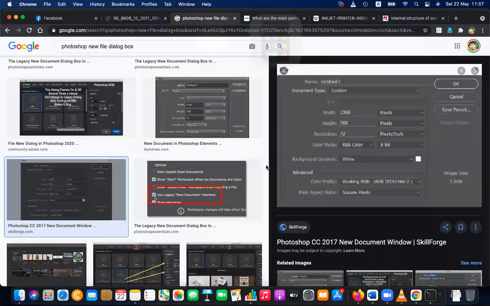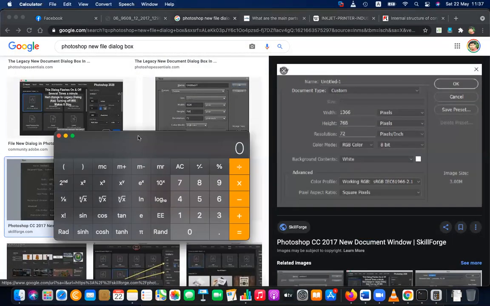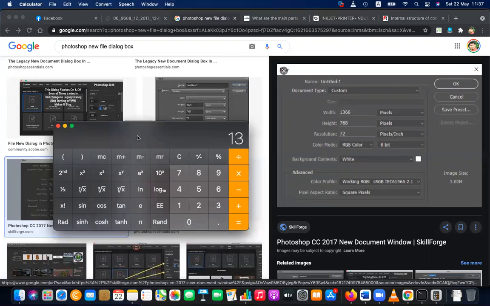72. You have to multiply both, right? Yeah, multiply 1366 multiplied by 768, and you'll get the total number. This is the total number of pixels.